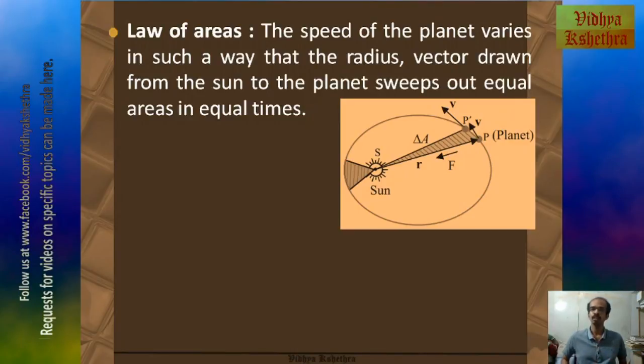Here we can see the initial position vector of the planet is p. After some time, it is p dash, and the area which it sweeps in this time is delta A. The area delta A remains the same for equal amounts of time. That is what Kepler's second law states.